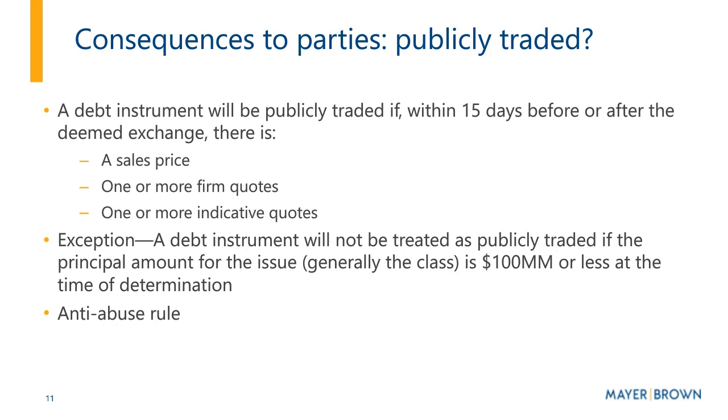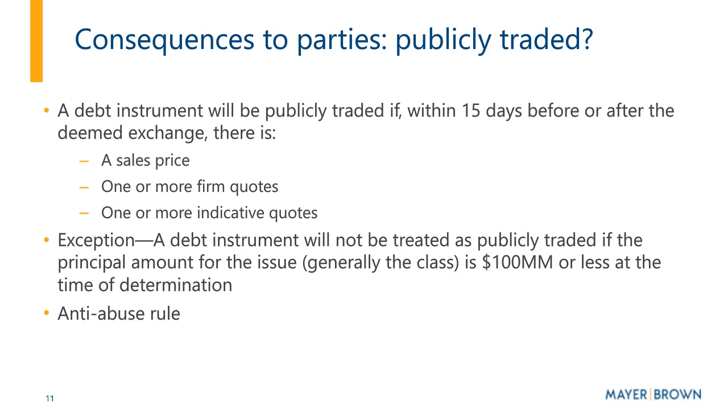But there is an important exception for smaller issuances. If the principal amount of the class is 100 million or less at the time you're determining whether the instrument is publicly traded, that falls within an exception. As I said, a debt instrument is treated as publicly traded if any time within 15 days before or after the issue date, there is available for the instrument a sales price, a firm quote, or an indicative quote.